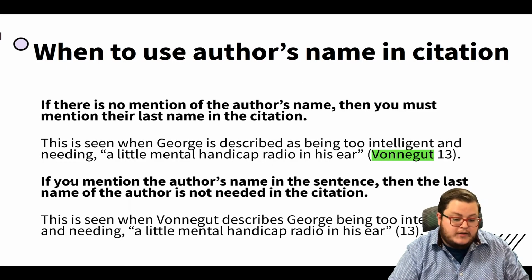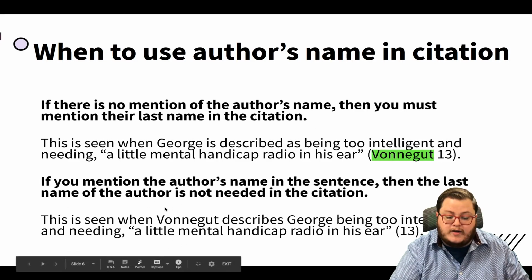So as an example, I have: this is seen when George is described as being too intelligent and needing, quote, a little mental handicap radio in his ear, end quote. Since I didn't mention the author before the quote, I have the last name there, and then the page number, and of course the punctuation. But I can change that and say, this is seen when Vonnegut describes George being too intelligent and needing, quote, a little mental handicap radio in his ear, end quote, and I just have a page number, because I talked about Vonnegut right there.